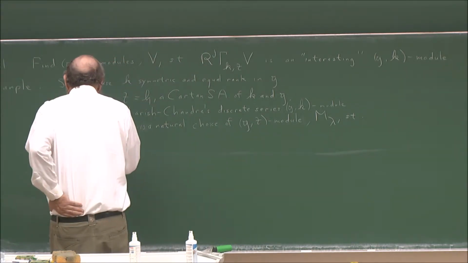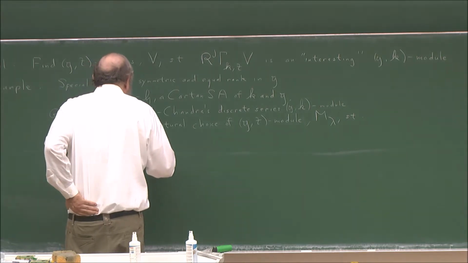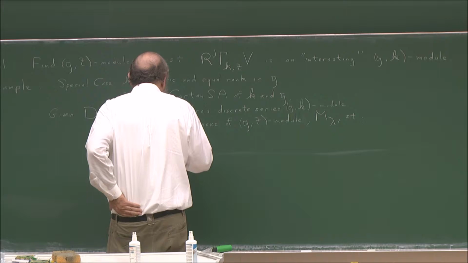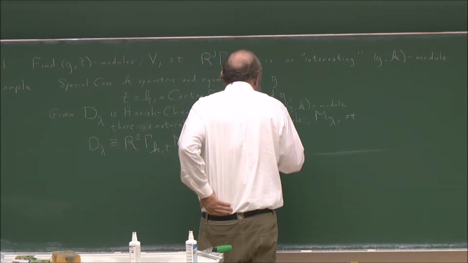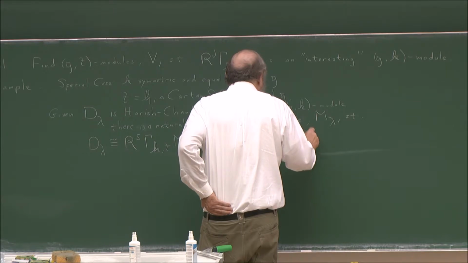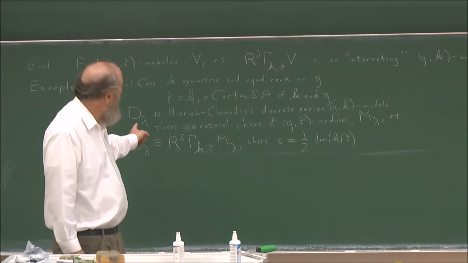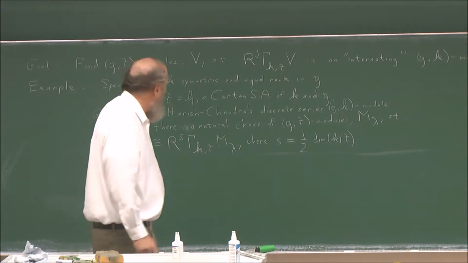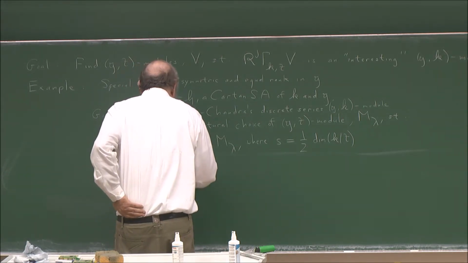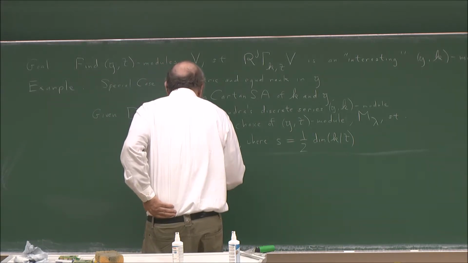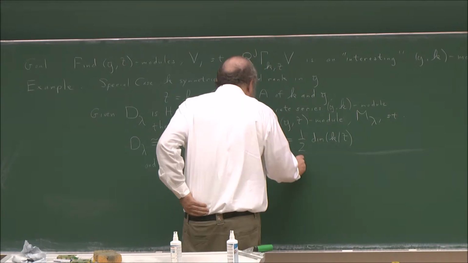Such that D lambda is isomorphic to R^S Gamma_{K,T} of M lambda, where S is half the dimension of K mod T. And that is, by the way, an integer under the hypothesis, because T is a Cartan subalgebra of K. And R^j Gamma_{K,T} of M lambda is equal to 0 if j is not equal to S.